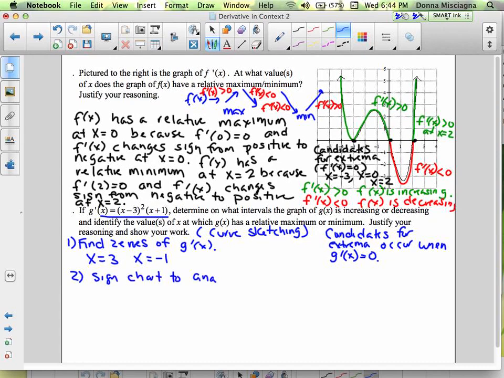to analyze the derivative. In a sign chart, we have our key values, which in this case are negative 1 and 3. And we know that here the derivative is 0, because we set the derivative equal to 0 and solved. But we want to know what's happening between.